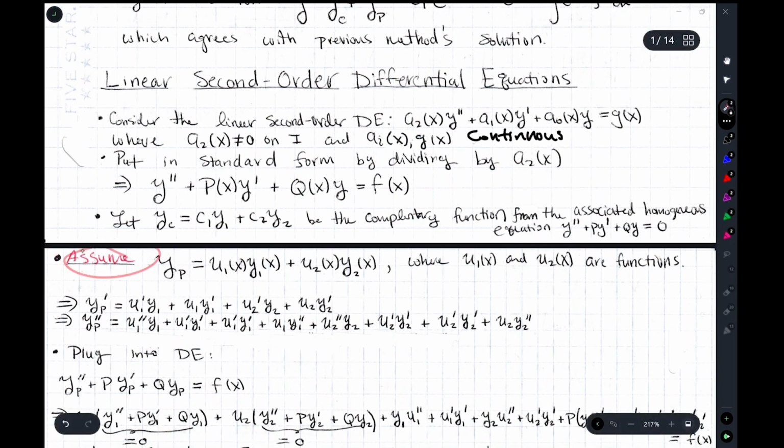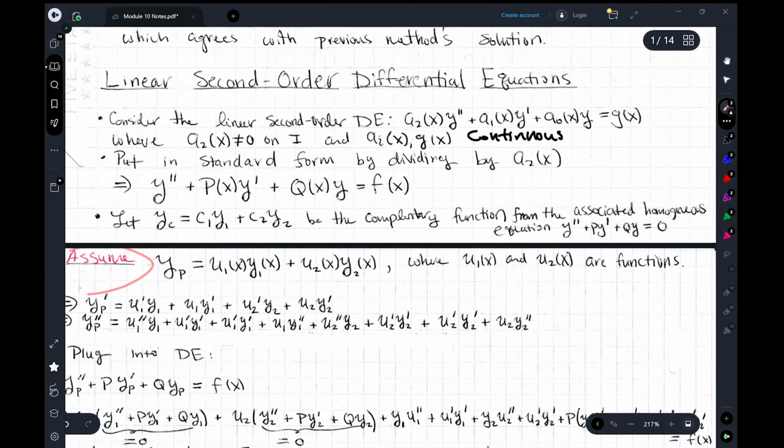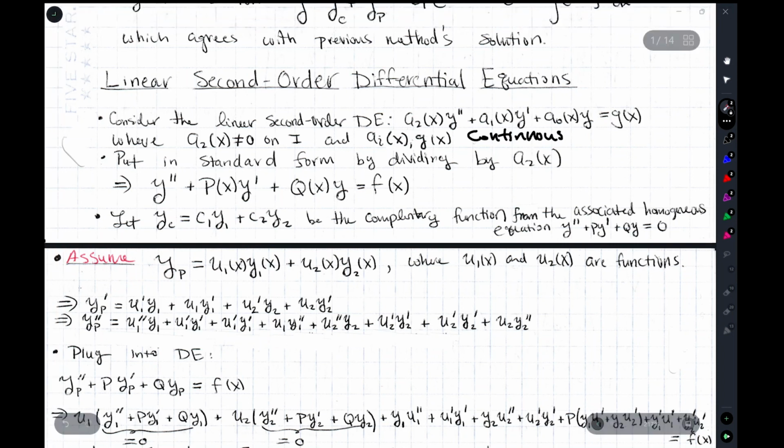So we're also going to assume that y_p, the particular solution, has the form u1 y1 plus u2 y2, where y1 is the first function in the complementary function, y2 is the second, ignoring the constants. So this is an assumption. We're just assuming that this would work, and we're seeing how far we can get. Of course, this will work for differential equations that respect this form.